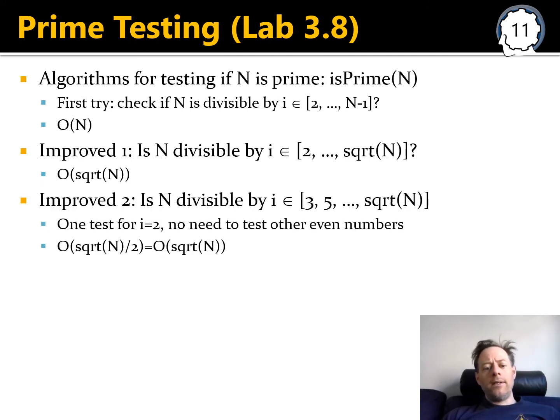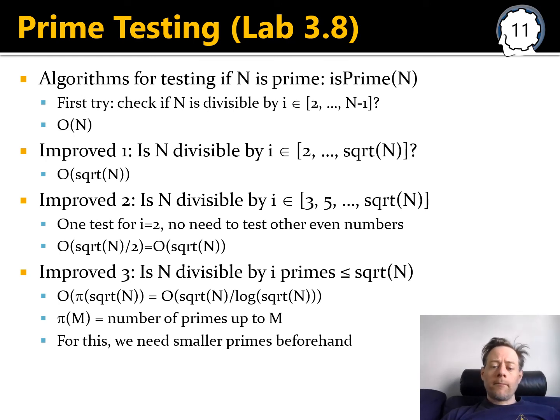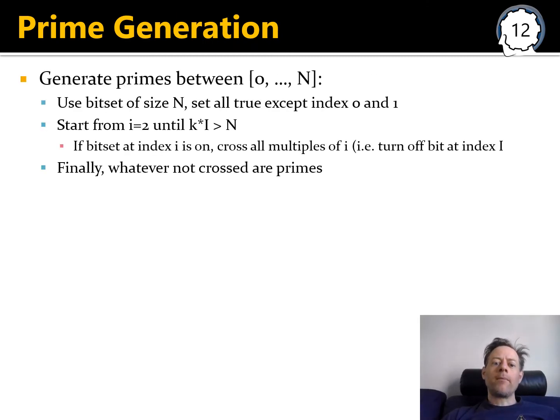Actually, we can improve it even more in the sense that we only need to check if n is divisible by a prime number. The rest of the numbers we can ignore because they are divisible by some other prime number. So this is kind of the best thing we can do. And this was actually invented way back, the sieve of Eratosthenes. And in order to do this, we're actually looking for something called a prime generator.